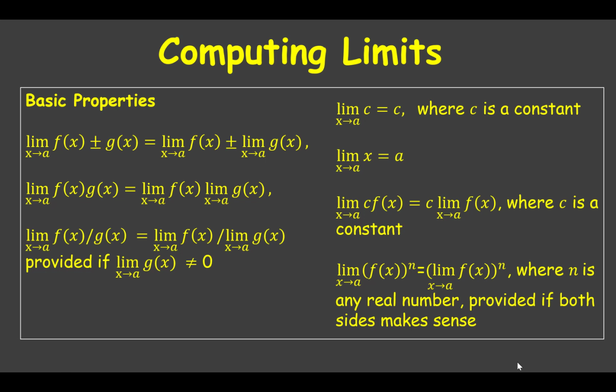With these properties, we can now look at some simple examples. First, let's look at the limit of 2x squared when x approaches 3. Here we have a constant 2 times a function x squared. Therefore, we can apply the property we just learned: a constant times f, its limit is equal to the constant times the limit of f. So we can take the 2 out of the limit.